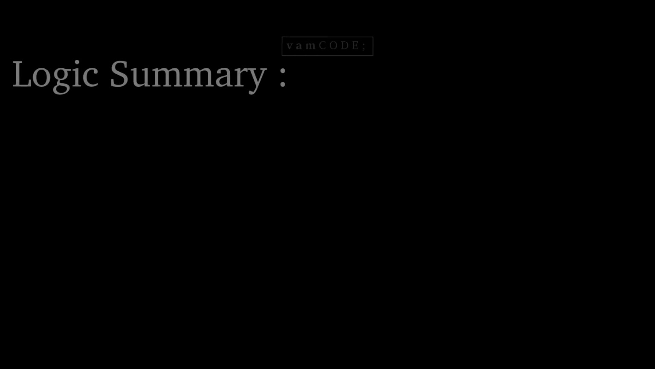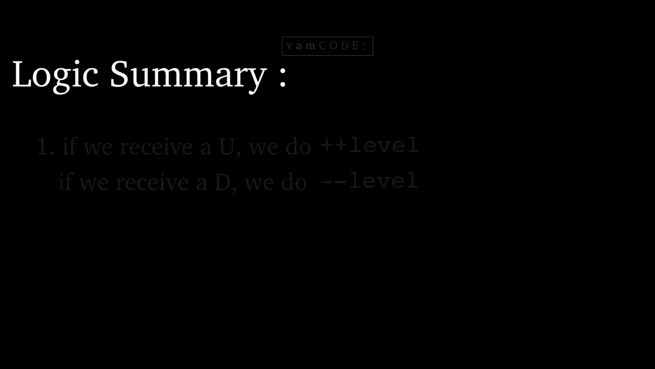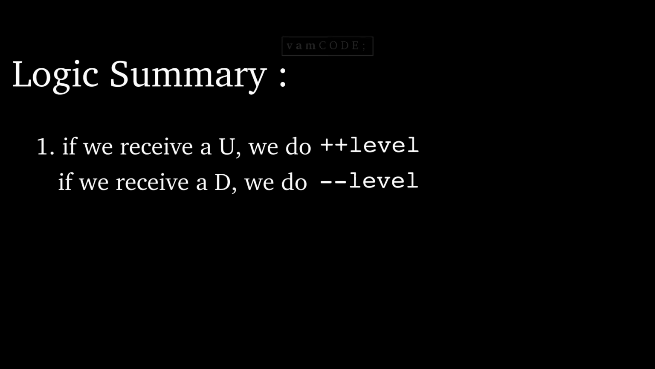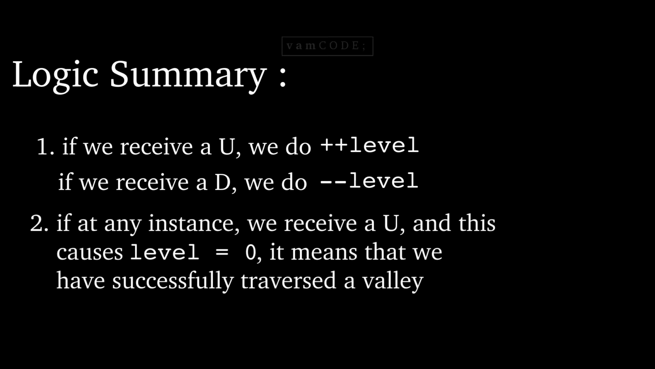The first point you have to remember is we use U to increment our level and D to decrement our level to keep track of the current height from sea level. Next, we have to check if after we receive a U, whether or not our level variable is equal to 0. If it is so, that means we have traversed a valley. That is all for the logic part. If you think you have figured it out, go ahead and try to solve it on your own. If not, then let's move on to the implementation part.